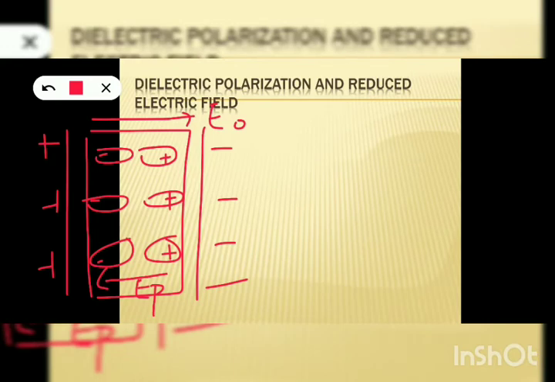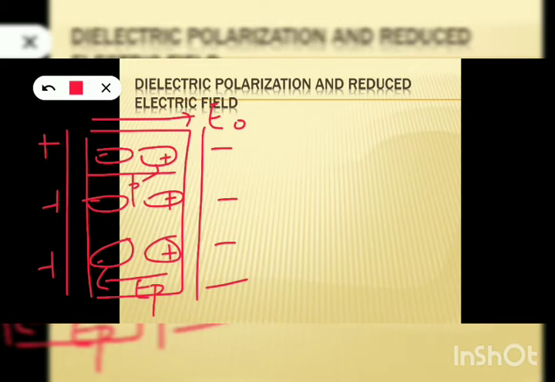So when a dielectric slab is introduced in between the plates, a dipole moment is also developed inside the dielectric, and the direction of that dipole moment is from negative to positive charge. And this dipole moment induced per unit volume of the dielectric is also called polarization. So polarization can be defined in two ways. Polarization is the process of inducing equal and opposite charges on the opposite faces of the dielectric. Also, polarization is the dipole moment induced per unit volume of the dielectric.